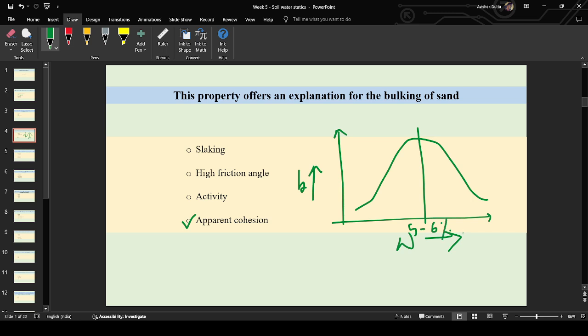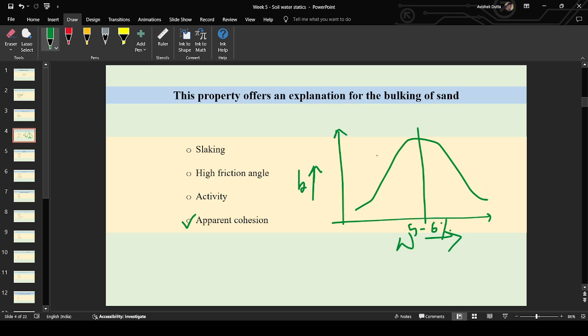So yes, the answer is correct. Apparent cohesion offers an explanation for the bulking of sand, up to a certain limit. Then upon the increment in moisture content, what happens is the capillary action, the water in the capillary fringes, the meniscus, gets destroyed, and then again there is a decrement in volume.